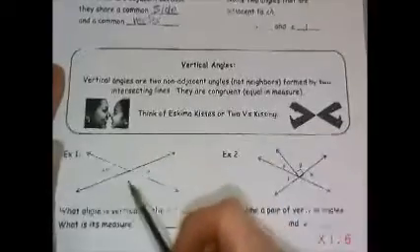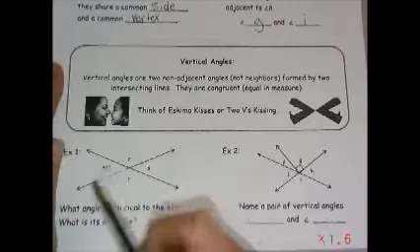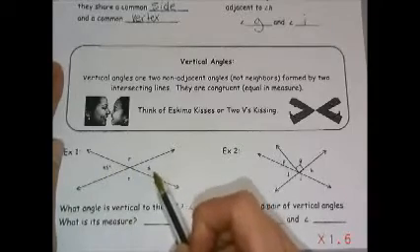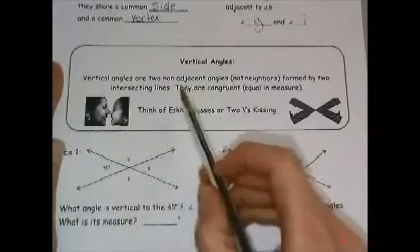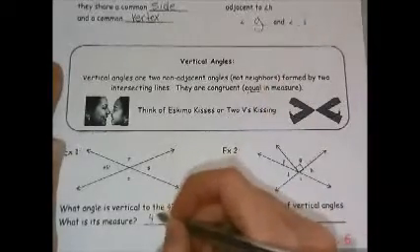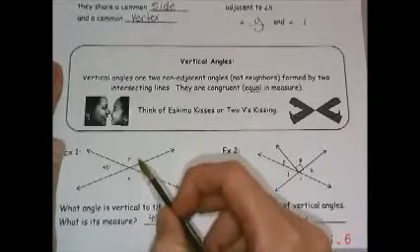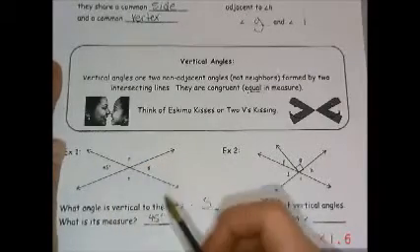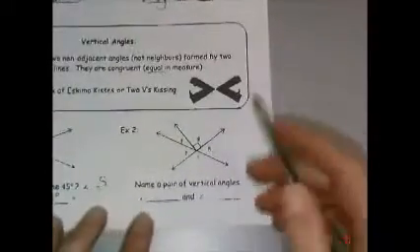Okay, let's look down at example 1. What angle is vertical to the 45-degree angle? So here's 45 degrees. What angle is across from it? Well, angle S. What is its measure? Well, I know that vertical angles are congruent because it tells me so right here. They're equal in measure. So angle S has to be 45 degrees also. Since I know that S is 45 degrees, I can figure out what angle R would be and what angle T would be, because I know that they sit on a straight line and have to add up to 180 degrees.